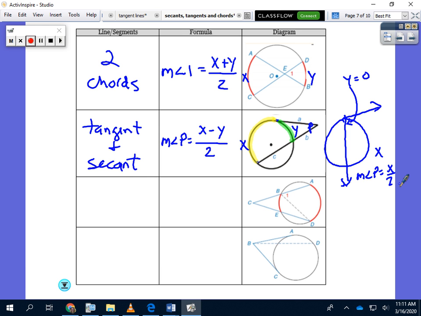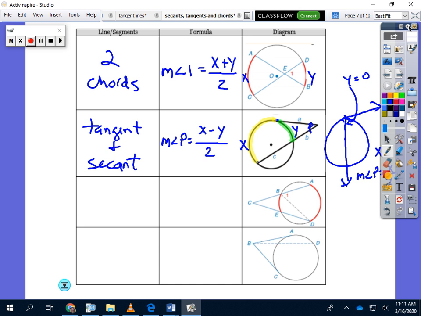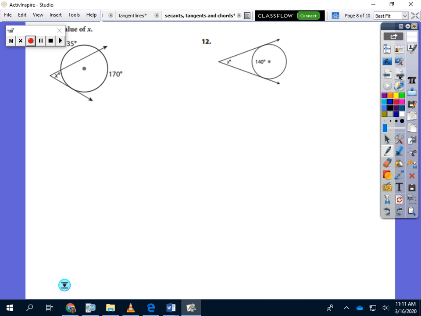So in that case, it's kind of like an inscribed angle. And pretty much that's what it is, an inscribed angle. Okay, let's see if we have any examples to go with this.